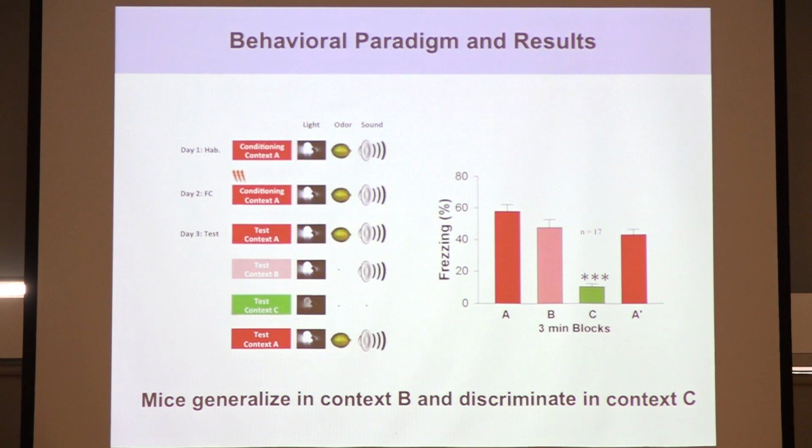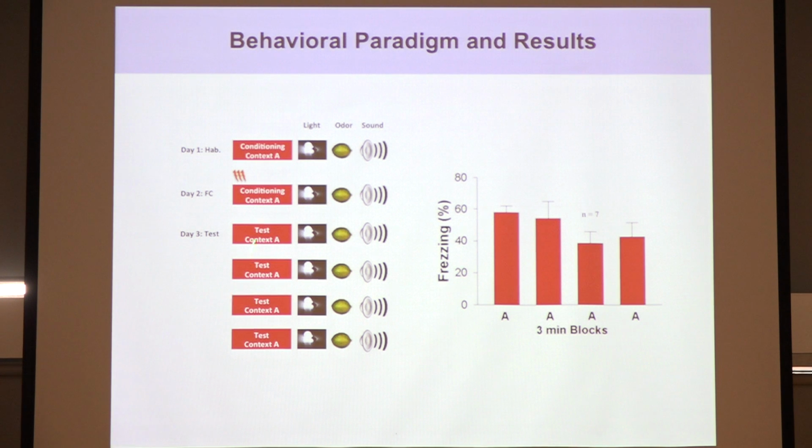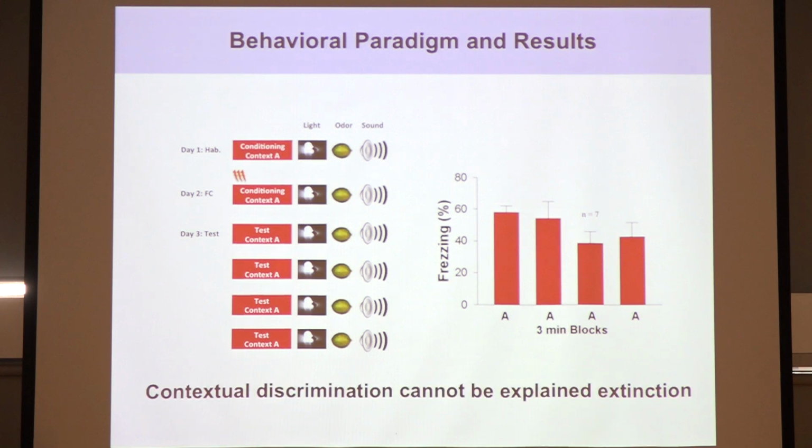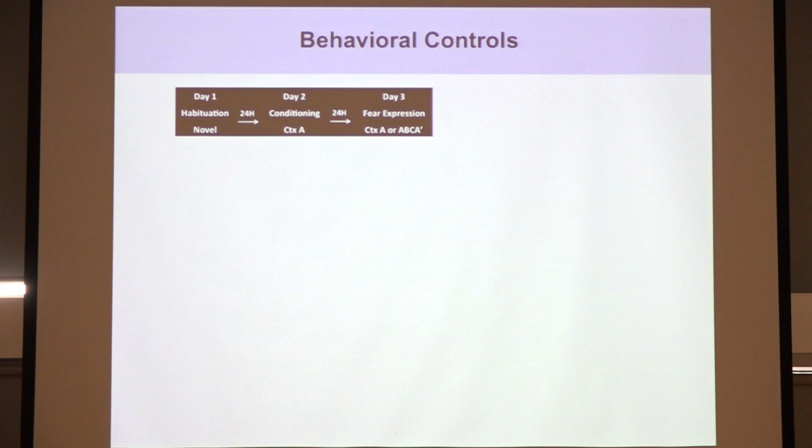We have done one control experiment for this behavioral paradigm. As you can see, because we expose sequentially the animal to A, B, C, A, you may say, okay, this effect could be due to an extinction process because animals spend 9 minutes in the context, so it's not fearful anymore. So we perform the same experiment, but without touching the context. So the animals were tested for 12 minutes in the context A, and you don't get any extinction. So you cannot explain this effect here by an extinction. Okay? So contextual discrimination cannot be explained by extinction.